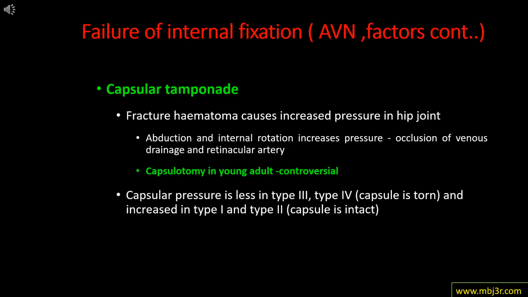Another cause of avascular necrosis is capsular tamponade. Fracture hematoma causes increased pressure in hip joint. Abduction and internal rotation increase the pressure, causing occlusion of venous drainage and the retinacular artery. Capsulotomy in young adults is a controversial topic, and capsular pressure is less in type 3 and type 4 because capsule is torn, and increased in type 1 and type 2 fractures.